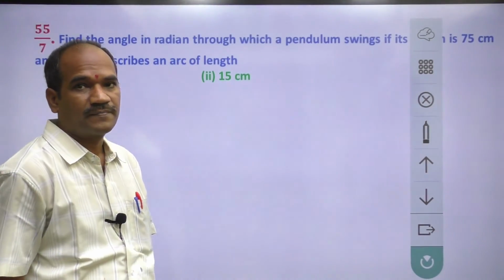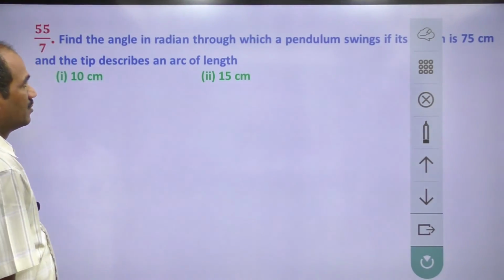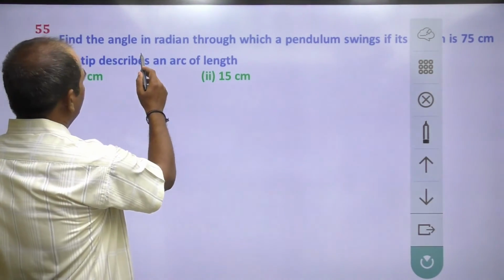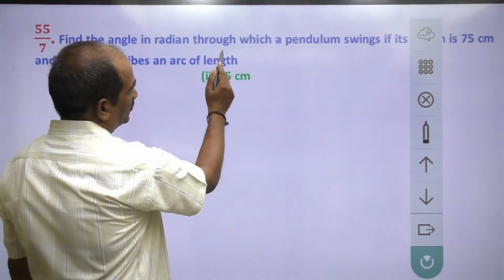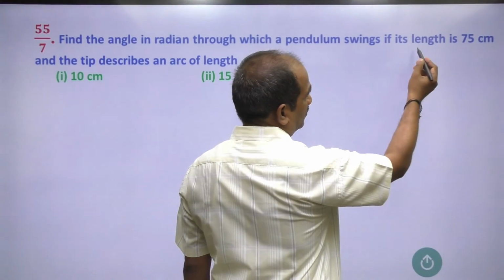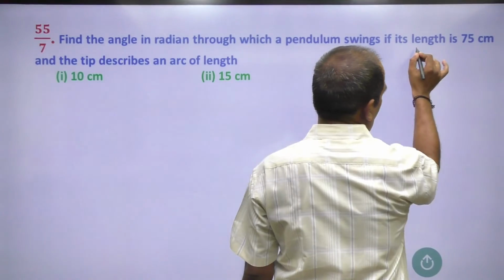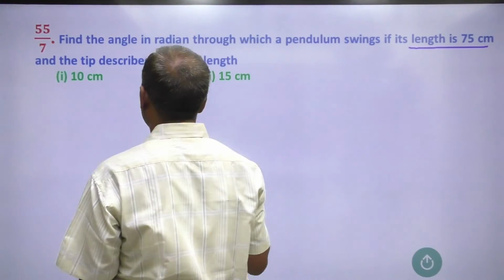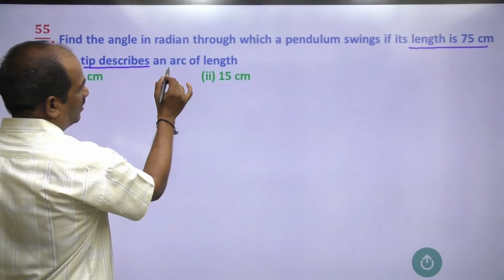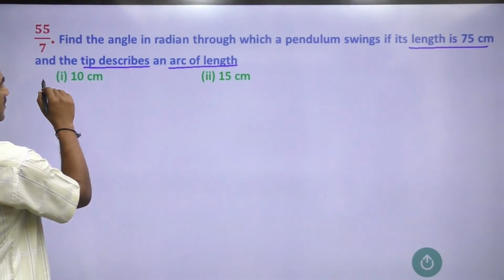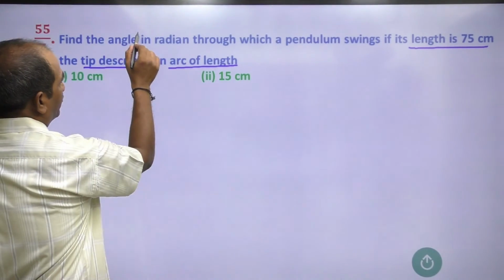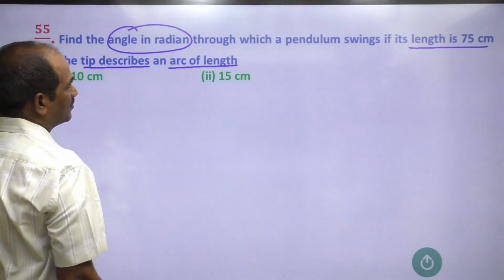Right, next question. See here, in this next question: find the angle in radians through which a pendulum swings if its length is 75 centimeters and its tip describes an arc of length 10 centimeters. So find the angle in radians.